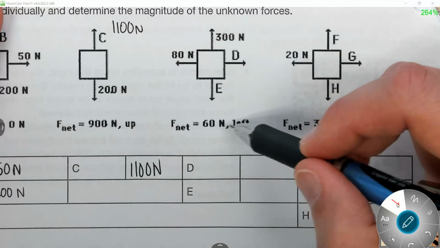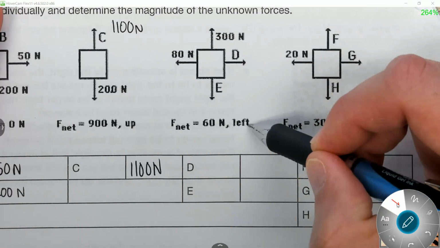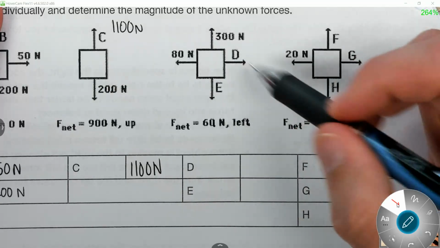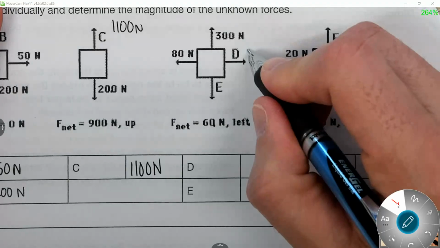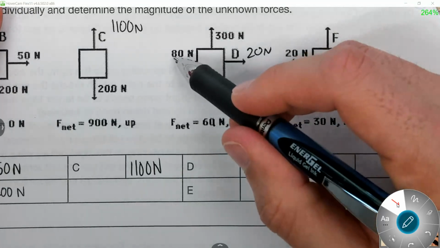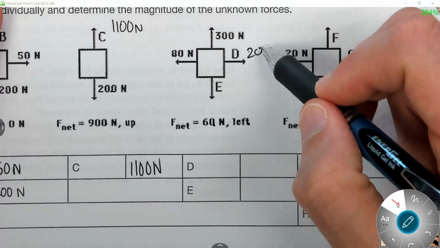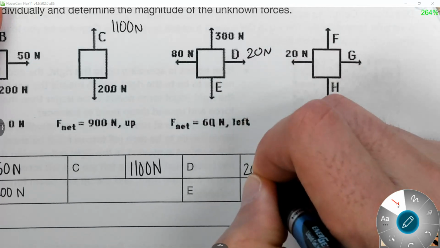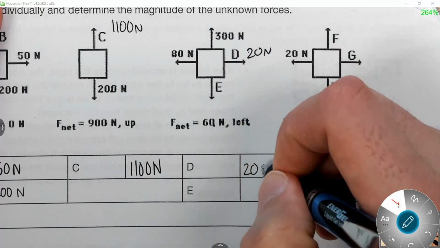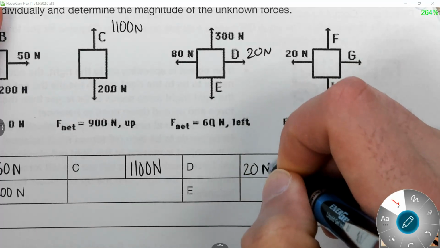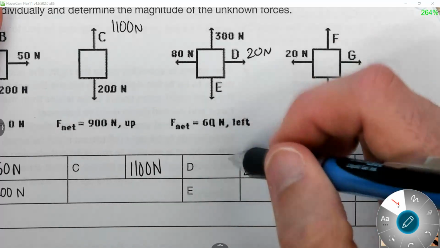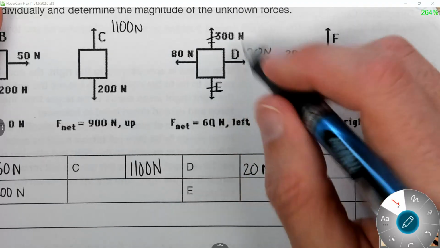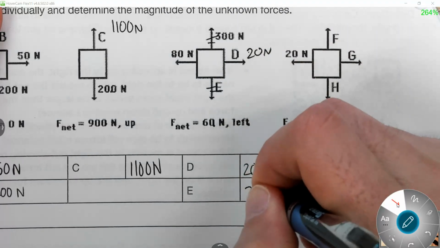They want the net force to be 60 to the left, which means the left side force needs to be 60 greater than the right side. So 80 minus 60 would give us 20. And you could always go back and double check. 80 minus 20 is 60, and 80 is bigger, so it would be to the left. That would be correct. Now, for E, when the net force, guys, is left or right, that means the top and bottom have to balance. So if we have 300 up, E would have to be 300 down.